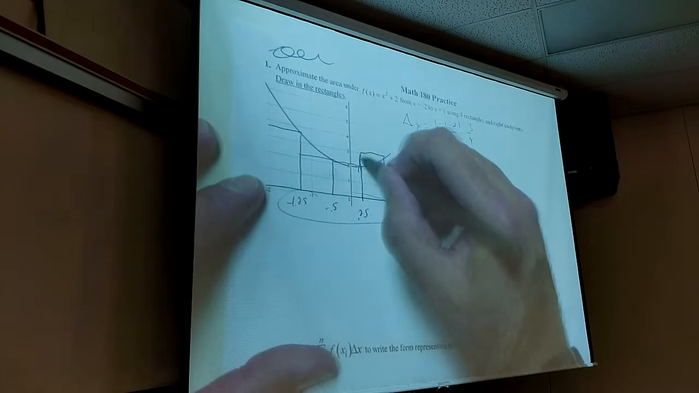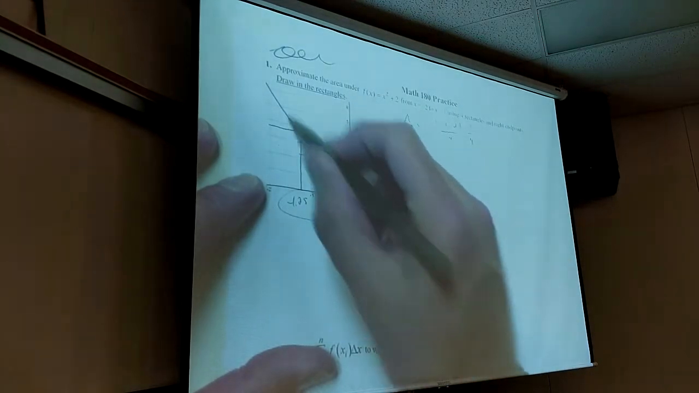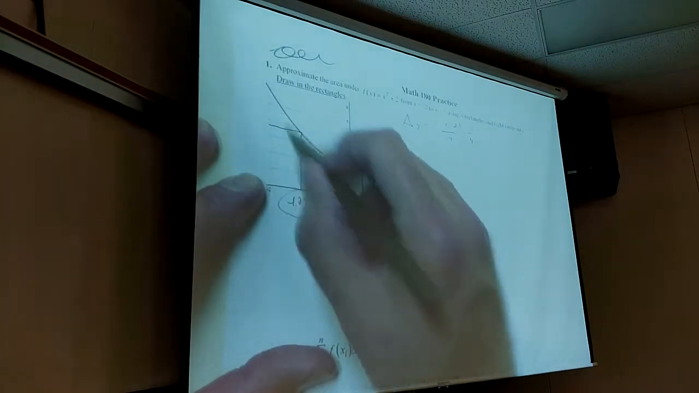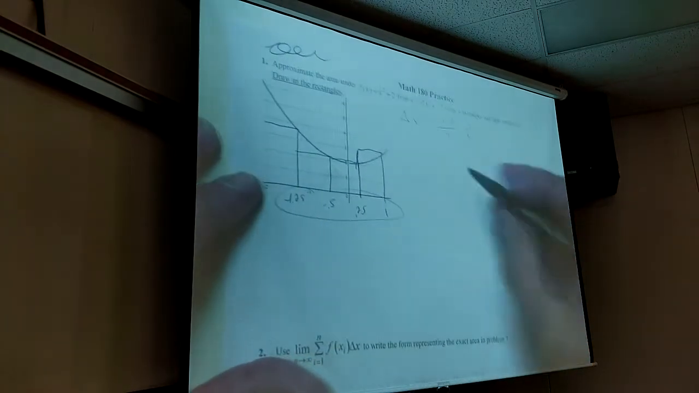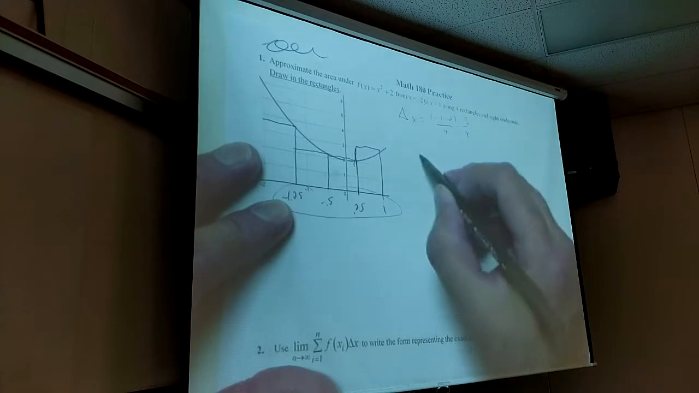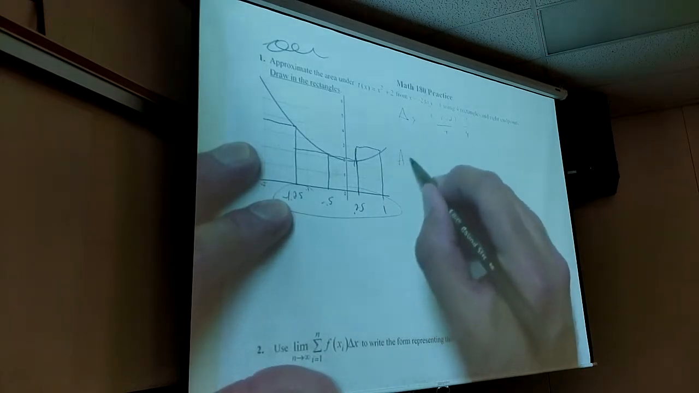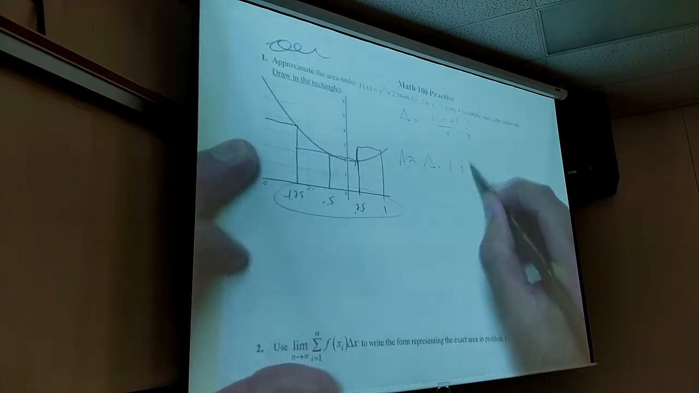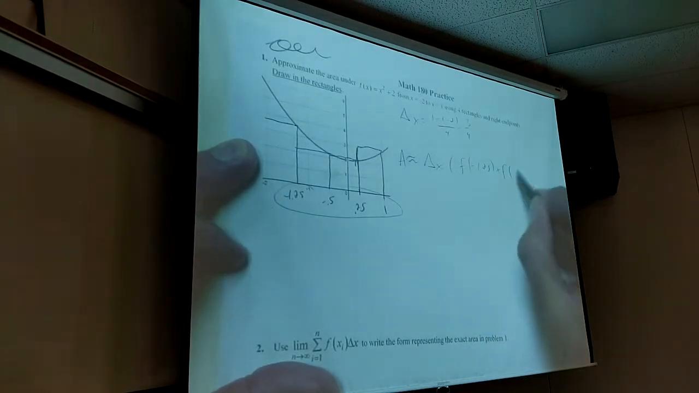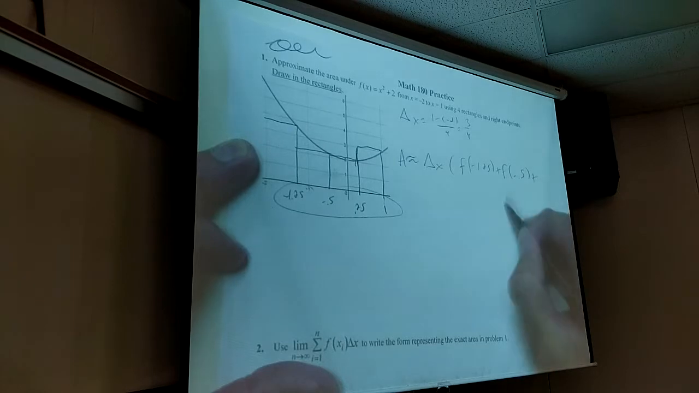And it looks like it's going to be probably a little bit of an underestimate, right? This fills this in, but not completely. So I know my answer should be a little under what it's supposed to be. It looks like it. So then the area is approximately delta x times f of negative 1.25 plus f of negative 0.5 plus f of 0.25 plus f of 1.